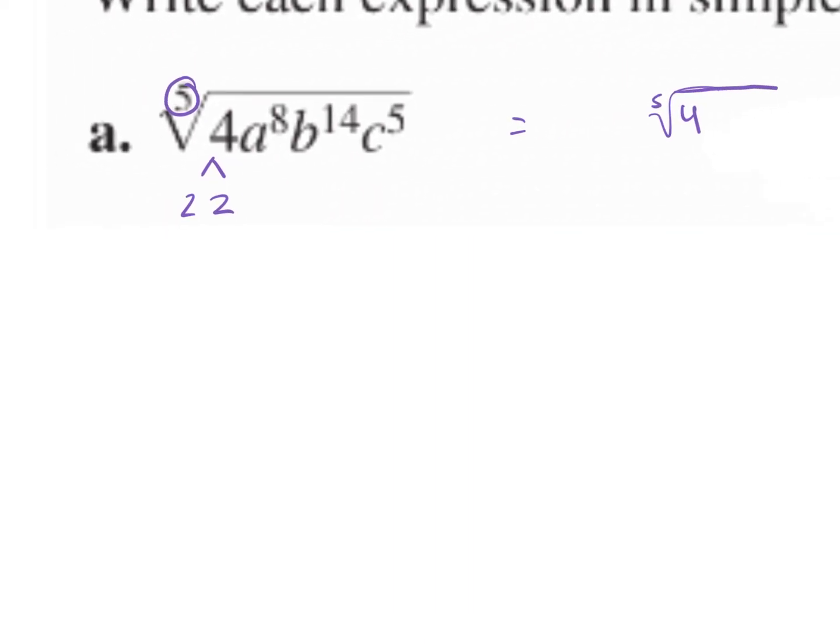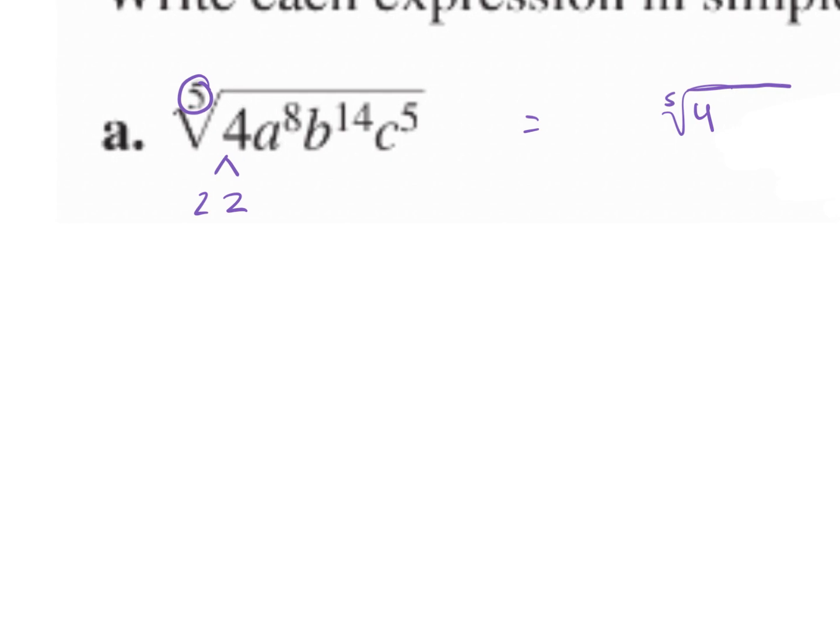But let's see what else we're left with. How many A's do I have? 8. I'm circling how many of a kind? 5 of a kind. So I have 5 A's. And how many left over that didn't get circled? 3. So how many A's would come to the outside? 1, because I have 1 circle. So 1 A comes to the outside. How many have to stay on the inside? 3. So A to the 3rd power stays on the inside.